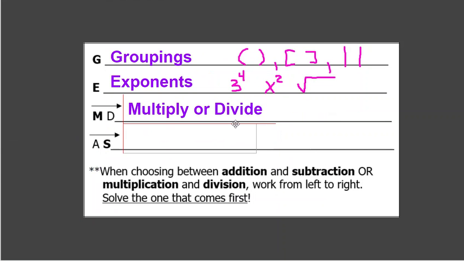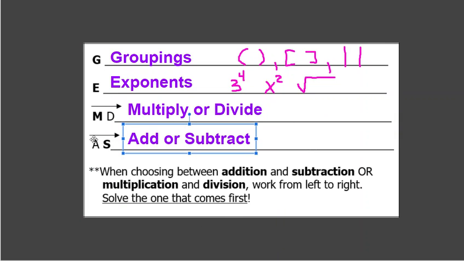GEMDAS is add or subtract. And you can see we also have a little arrow above the A and the S. So that means we work from left to right. Whatever comes first is what we do.